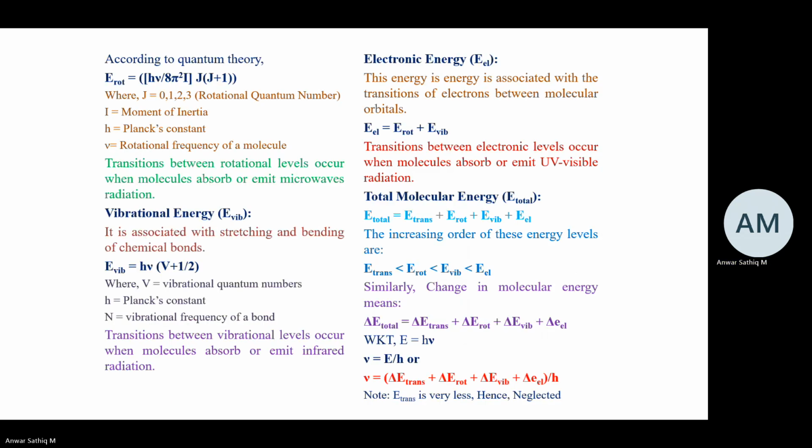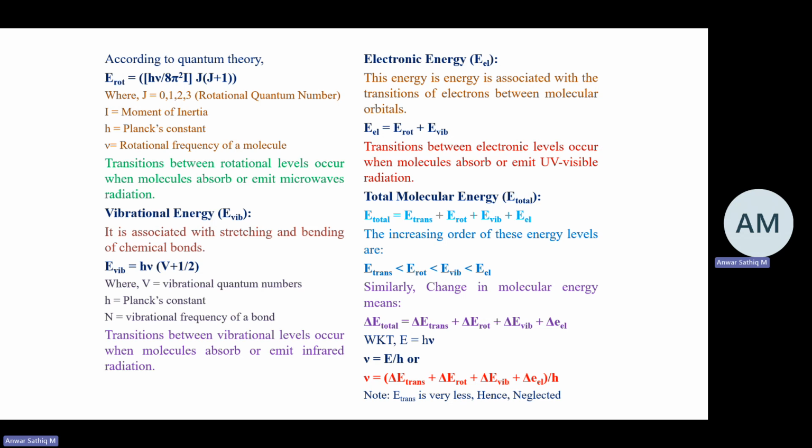According to quantum theory, rotational energy is equal to h nu divided by 8 pi square I, j into j plus 1, where j is a rotational quantum number. The meaning of j is 0, 1, 2, 3, that is, integer values.